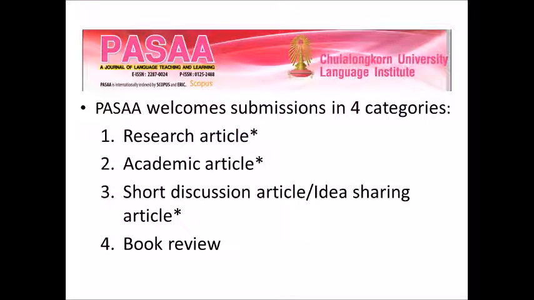Next is to study the journal that you would like to submit your paper to: how many types of paper that journal accepts or publishes. For example, PASA, we have 4 categories of articles: research article, academic article, and book reviews that are quite similar to other journals. What is different is we have the third category, which we call talk discussion paper or idea sharing article. This article is also indexed by Scopus, while book review is not.